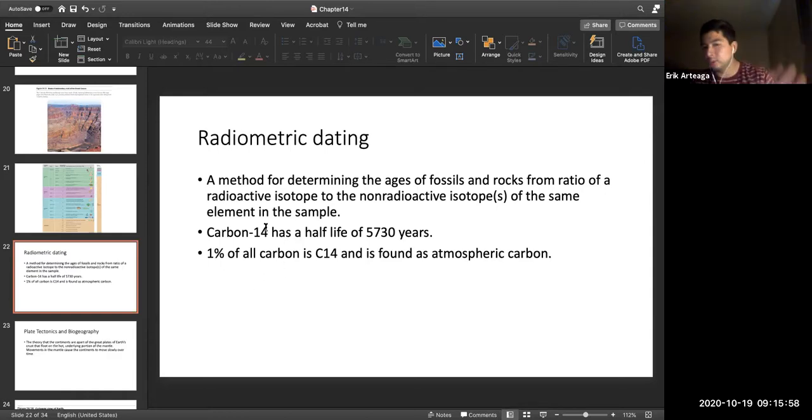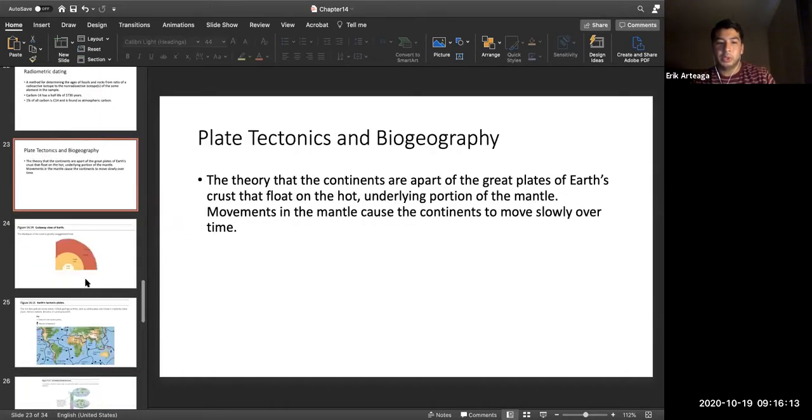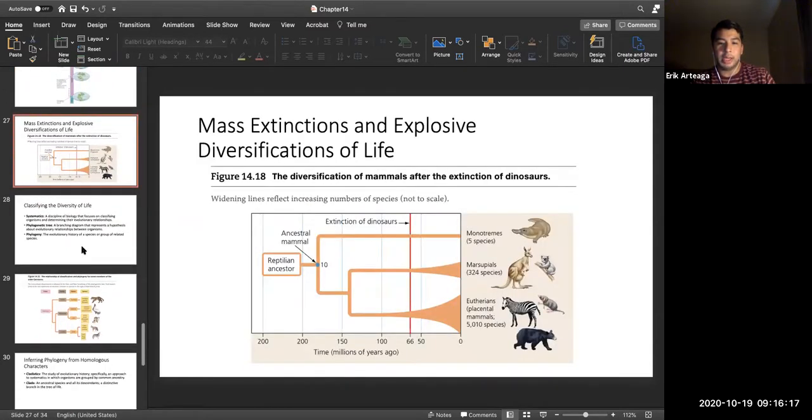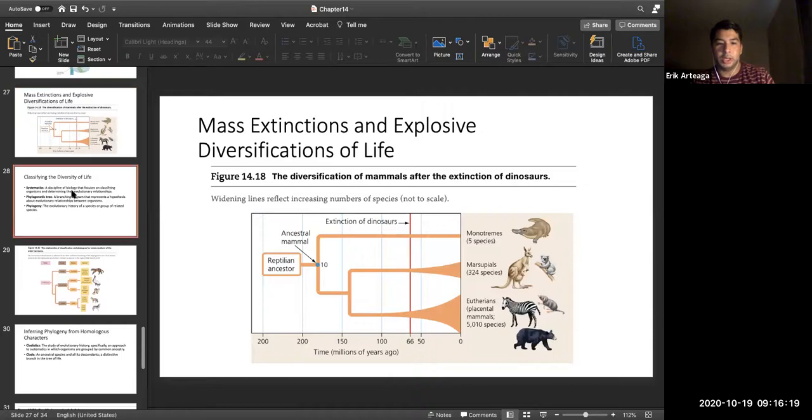Okay, we have very special technology, very special machines that can detect C14, and we can measure the relative abundance. Anything less than 1%, we know is going to be quite old. Okay, so older than 5,730 years, right? Talked about plate tectonics, the moving of the plates, Pangea, mass extinction, right? Macroevolution here.